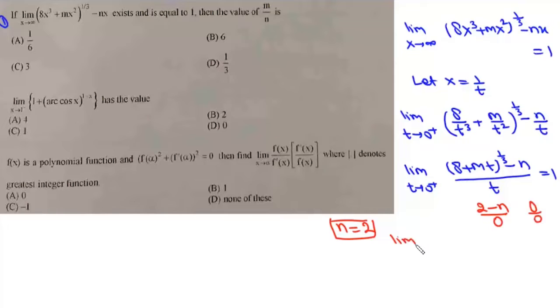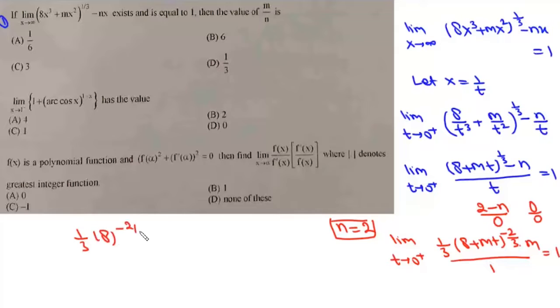We can write limit t tends to 0 positive of 1 by 3 (8 plus m t) to the power minus 2 by 3 into m divided by 1, and it will be equal to 1. Now if we put t as 0, we'll get 1 by 3, and this is 8 to the power minus 2 by 3 into m, and it will be equal to 1. Now this is 1 by 12, so the value of m is simply 12. Once we have the values of m and n, the value of m by n will be equal to 12 divided by 2, which is 6, and that's your option B.